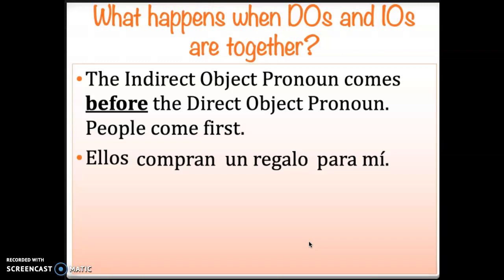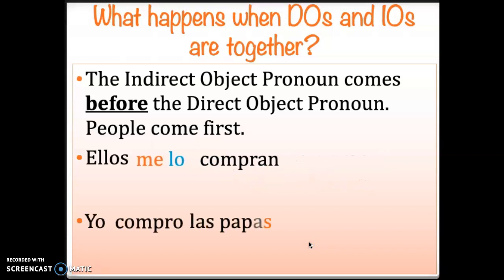Okay? If we look at the sentence, ellos compran un regalo para mí. Right? Regalo is the object of the sentence. For whom is the gift for? Para mí, for me. Ellos compran un regalo para mí. They buy a gift for me. Okay, so the object is un regalo and they're buying the gift for me. When we rewrite the sentence using both the indirect and direct object pronouns, ellos me lo compran. Okay? They buy it for me.